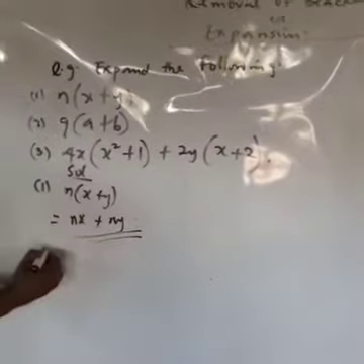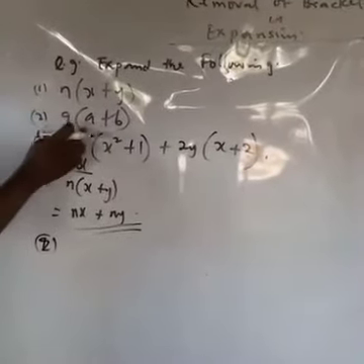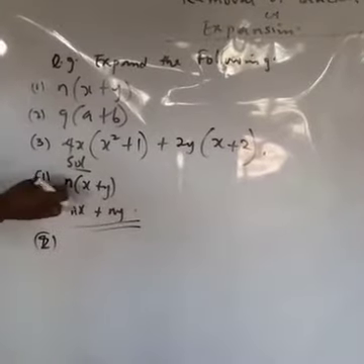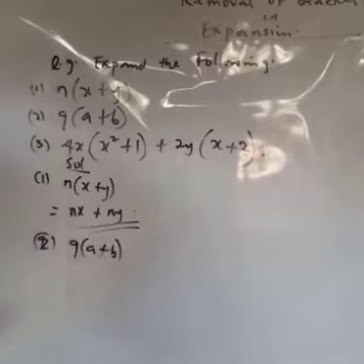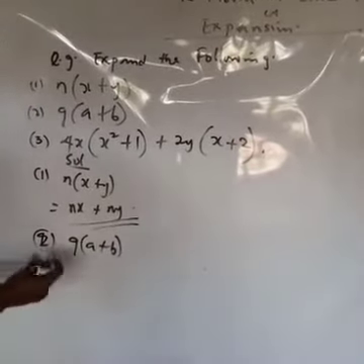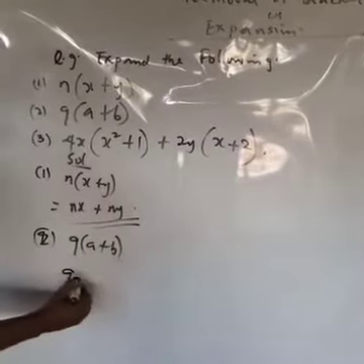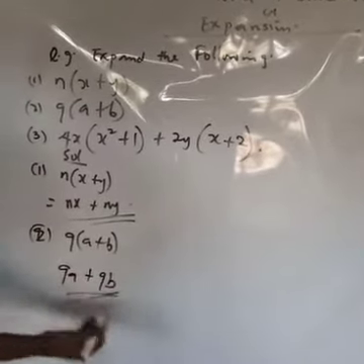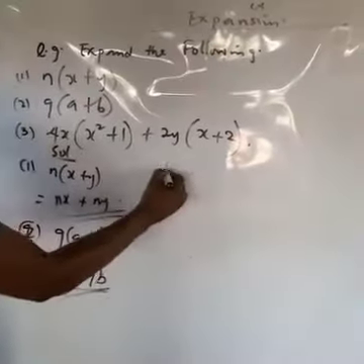Number 2 question. We have to remove these brackets. We don't need these brackets. So how do we do that? Like what we did there. The question is what? 9 in bracket of a plus b. Remove the bracket. Let us do that quickly. Use 9 to multiply a. That will be what? 9a. Use 9 to multiply b. That will be what? 9b. So that's the answer.